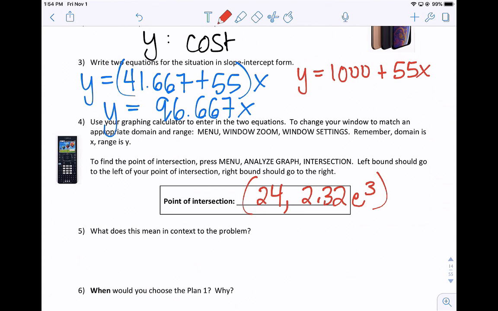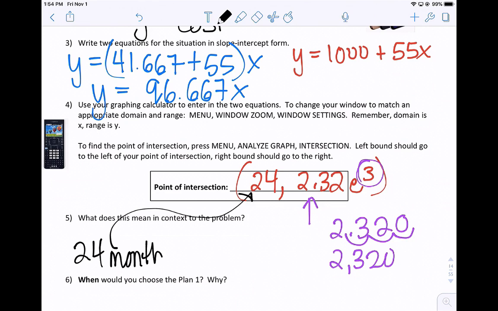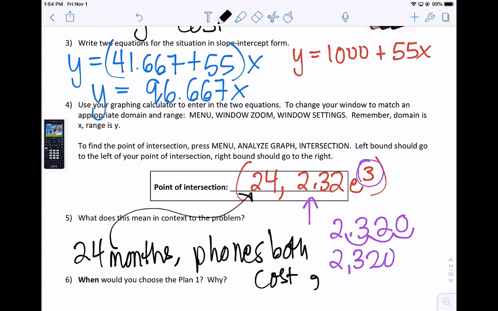First, let's talk about this E thing. It's scientific notation, which means move the decimal 3 places to the right. If we do that, we get 2,320. Now let's talk about what it means in the context of this problem. It means after 24 months, the phones both cost $2,320 total.